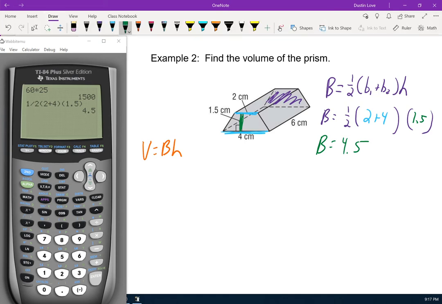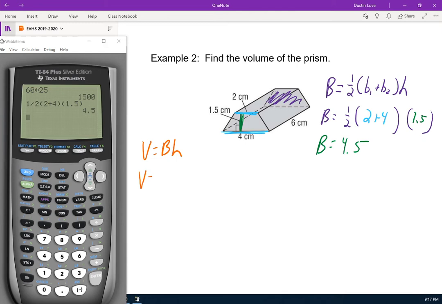Now that we've got that, we're going to jump back over to the volume formula on the left. Volume is area of the base is 4.5 times the height of the prism, which now is the distance between the two trapezoids, which is 6. 4.5 times 6. 27 centimeters cubed.